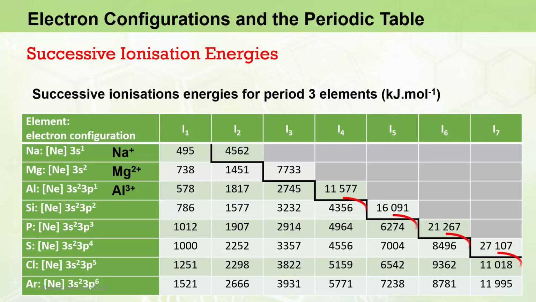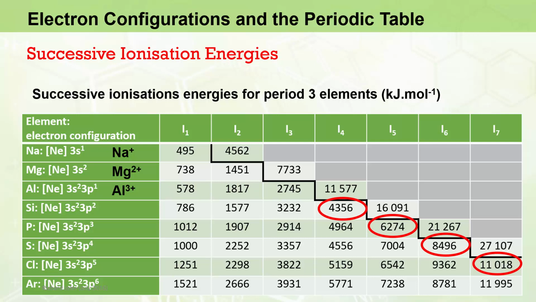Beyond aluminium, we can see that the energy required to form a stable cation with the neon core for period 3 elements starts to become prohibitively high, which is why the silicon 4+ ion or the phosphorus 5+ ion will not normally form during chemical reactions.